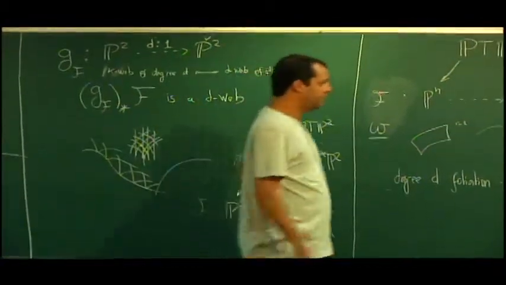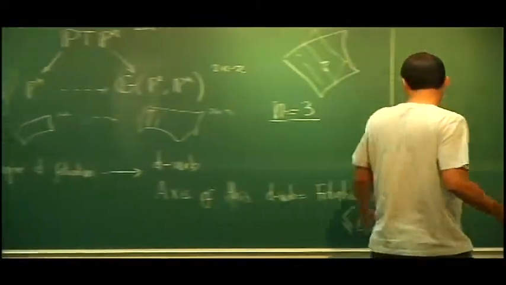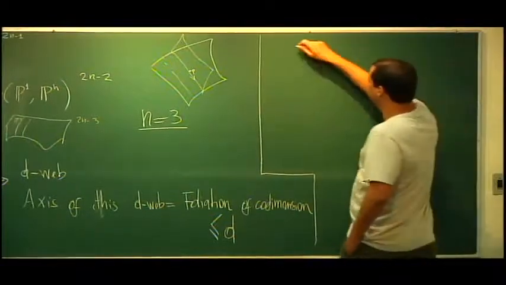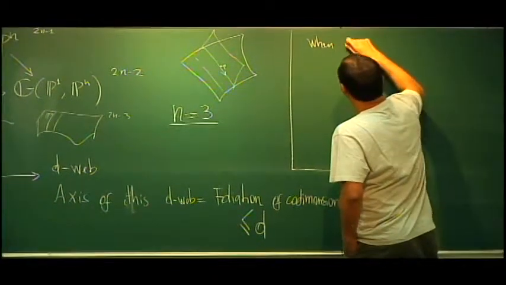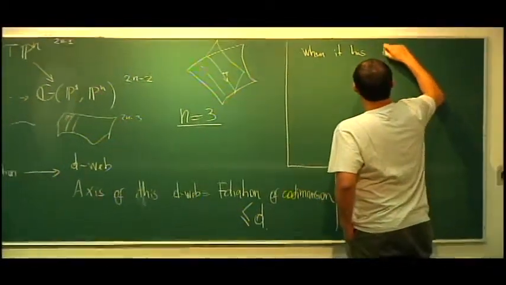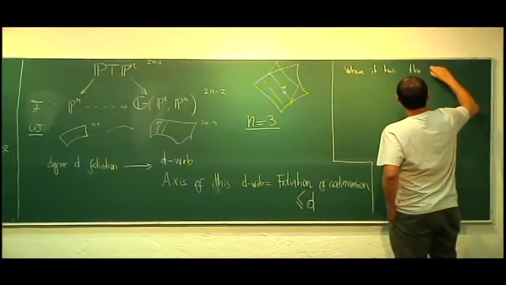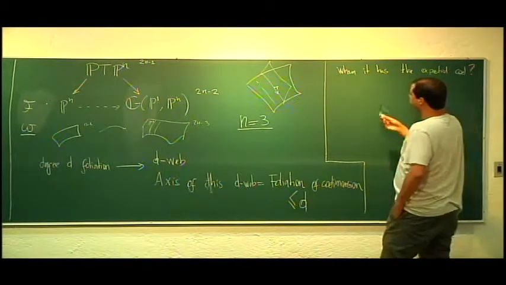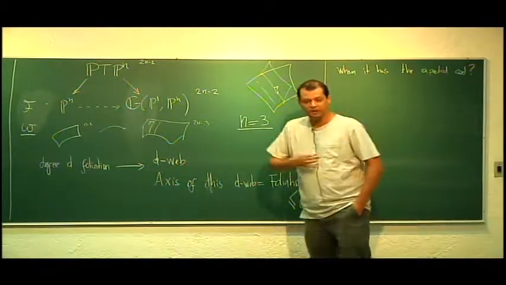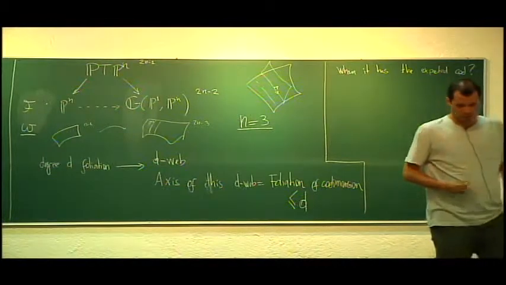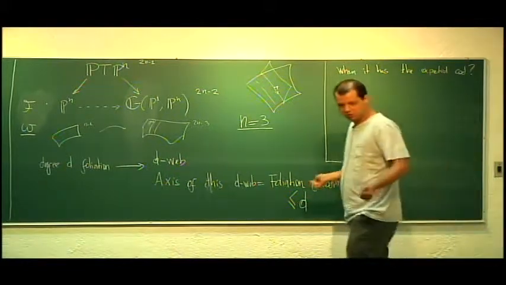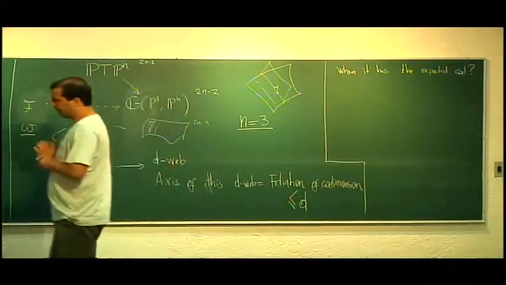But again, we have to ask some questions. Of course, when this axis has the expected codimension. Can we classify the exceptions? Of course, if you want to use this kind of construction to classify foliations on Pn, this is the first question that you have to ask.